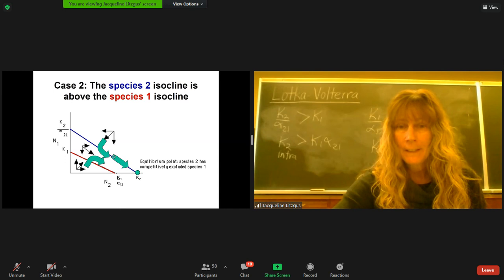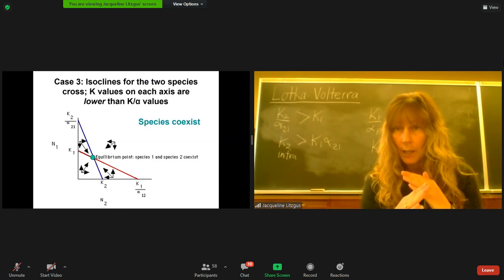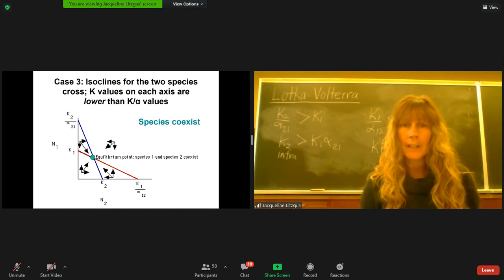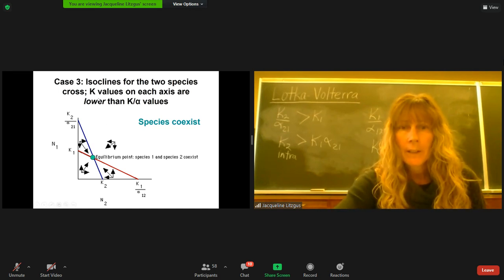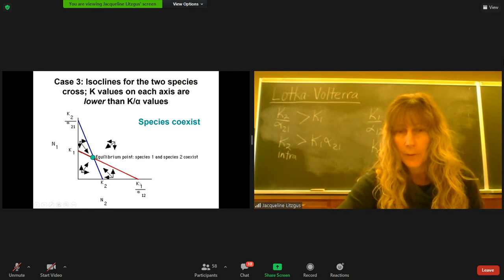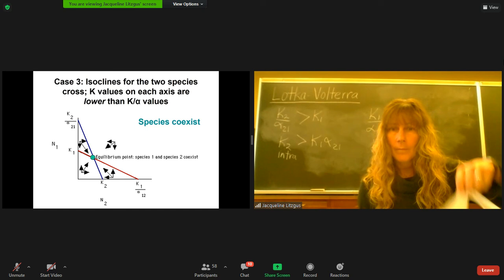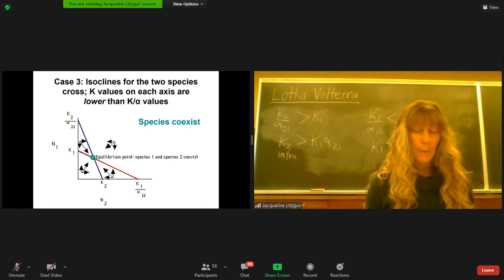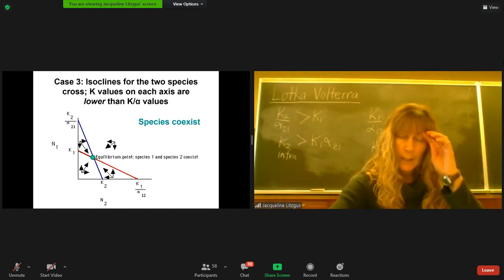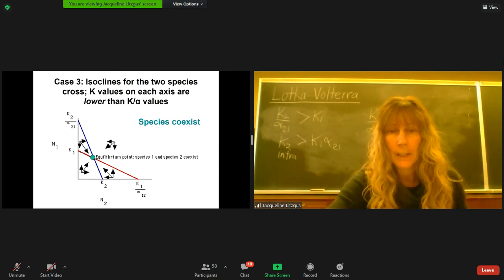Okay, so the third case is when we have the isoclines crossing. In this case, the K values on each axis are lower than the K over alpha values. So the K values are lower than the K over alpha values on both of those axes. Now we're going to go through the same sort of exercise. Now we have four places in the state space graph to think about.